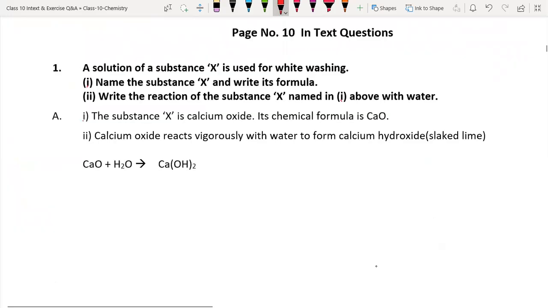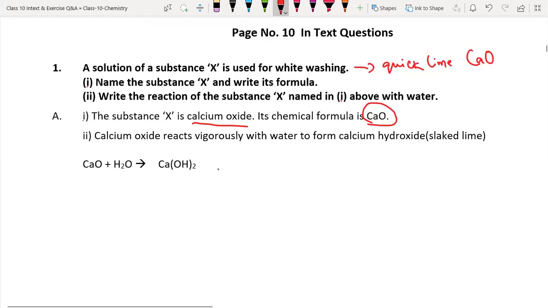Next, in text question page number 10, a solution of substance X is used for whitewashing. For whitewashing, what will we use? We'll use quicklime. What is quicklime? Chemical formula, it is CaO, calcium oxide. Name the substance X and write its formula. What is the name? Name is calcium oxide and chemical formula is CaO.